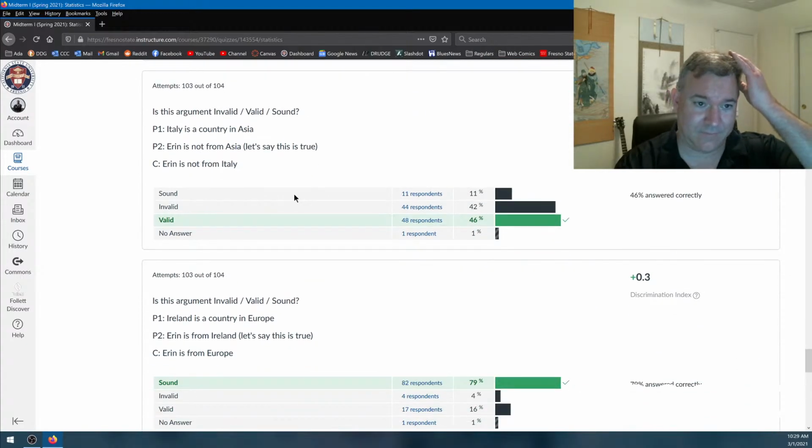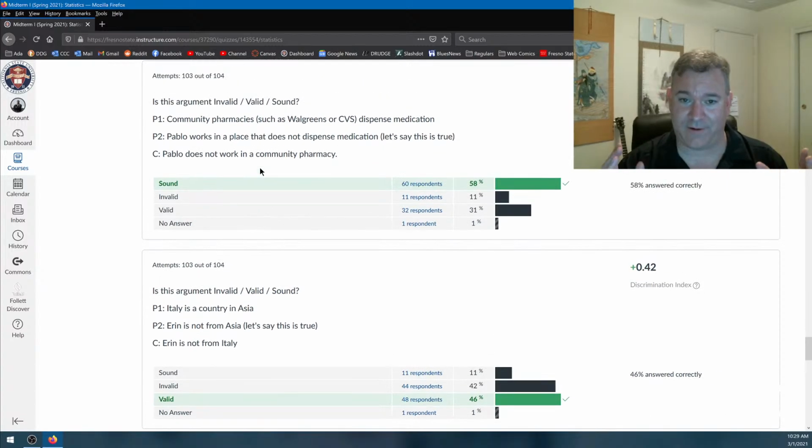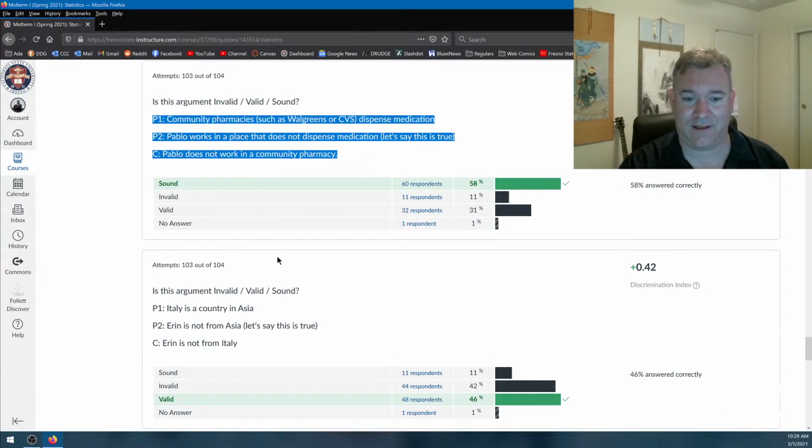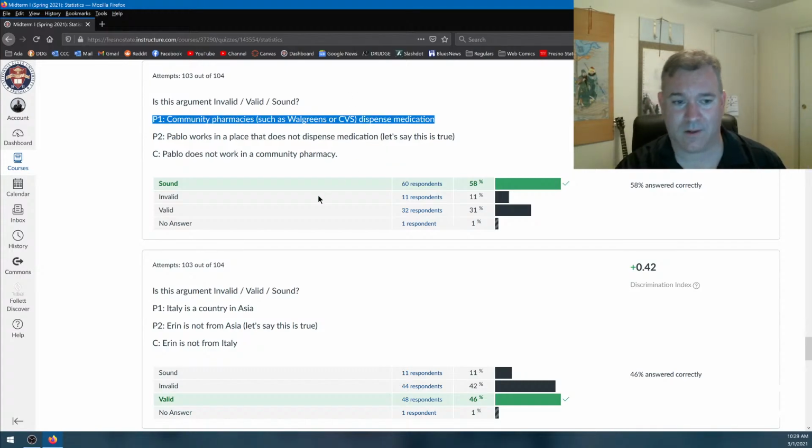So, sound is if the premises are true. Once you've determined it's valid, that's step one. Is it valid? And in both of these, it's the exact same form of the argument. If X, then Y, not Y, therefore not X. Valid. Then you have to determine, are the premises true? I'm giving you one of them in both cases, so you don't even have to worry about that one. All you have to do is look at this. Is Italy a country in Asia? No. Okay, it's valid but not sound. What about this one? Do community pharmacies dispense medication? Yes. Therefore, it is valid and sound.